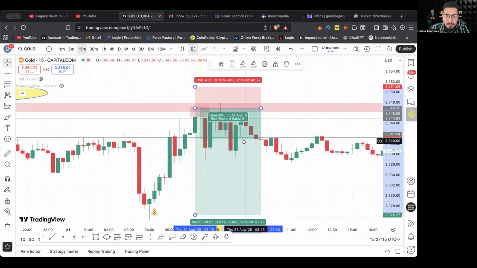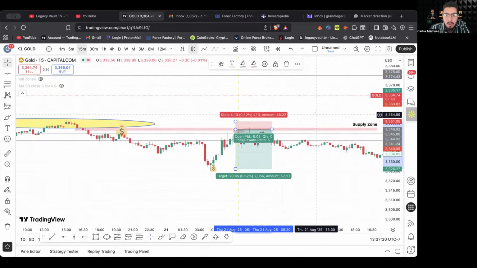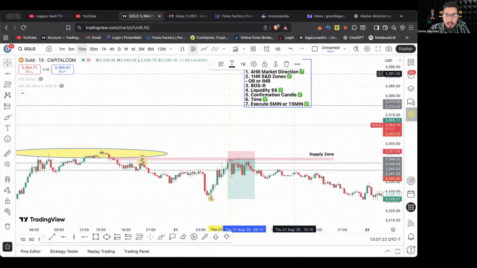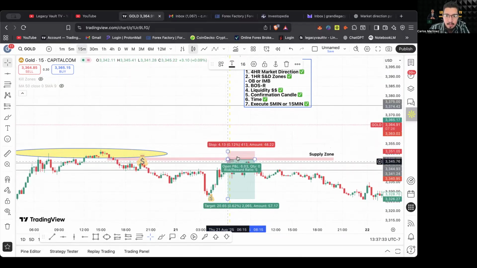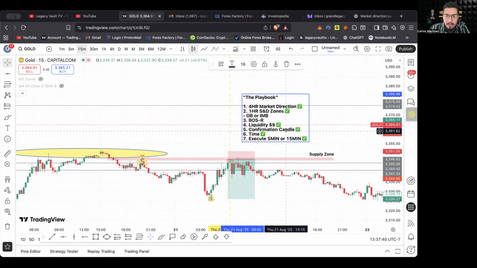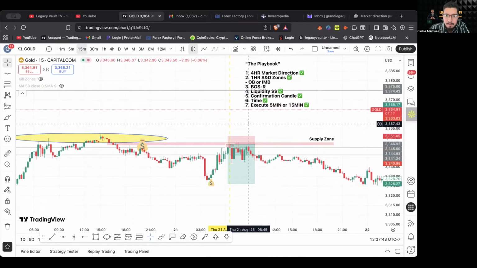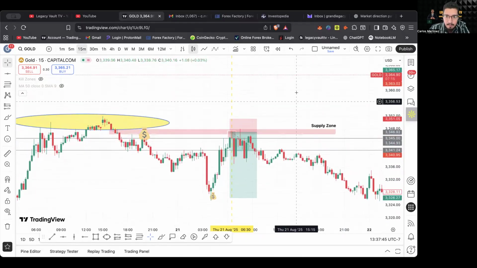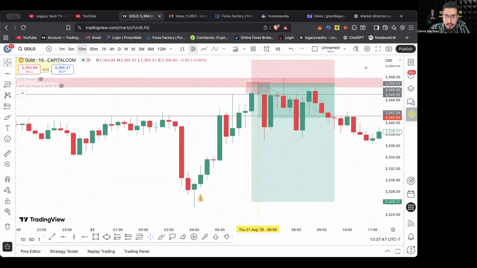Now you want to set up your risk to reward. You already marked up, you already checked off the rest of the boxes. You got your 4-hour market direction. That's confirmation, it's on a downtrend. You have the supply zone. That's a confirmation, it's hitting your zone. You have the liquidity. It took out the liquidity. That's a confirmation. And now you have the confirmation candle that's forming. And then you have the time, right? You enter right at 6:30. So that checks it.